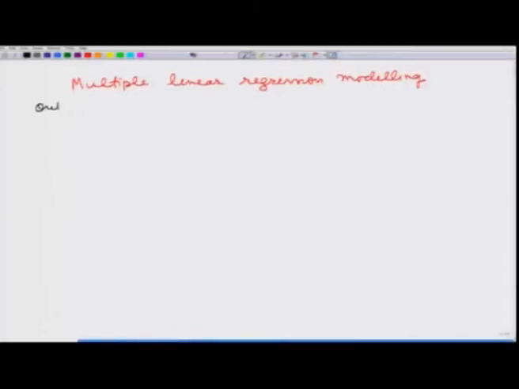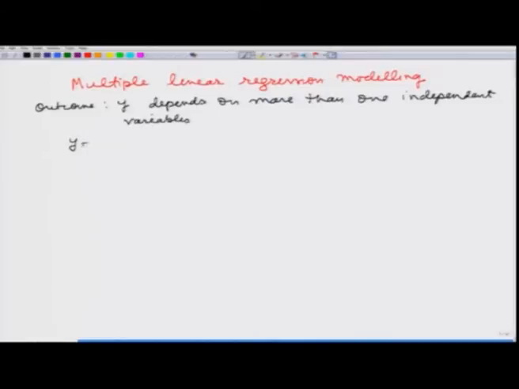So here we believe that the outcome, which we had denoted as y, depends on more than one independent variable. And earlier we had discussed the simple linear regression model, that was beta 0 plus beta 1 x plus epsilon. Now, here we assume that there are more than one independent variables, and suppose there are k independent variables. And we denote them by x1, x2 up to xk.